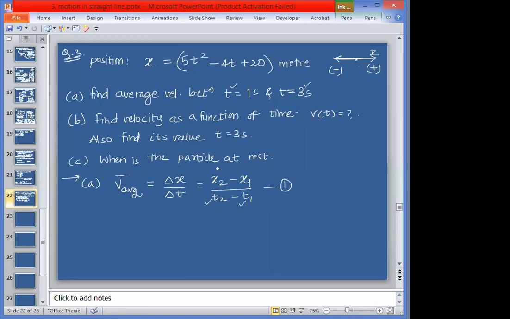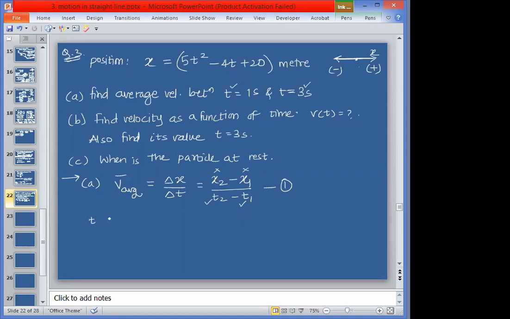Sir, we don't know what is the final position, we don't know what is the initial position. For whatever is asked, first write the formula. Then use the tick mark logic. Check what are the things that you know. Sir, we know the final time T2. We know the initial time T1. Sir, we don't know the final position and initial position. So what are we going to do? Now we are going to find out the final position and initial position and put them in this formula. So see what to do.